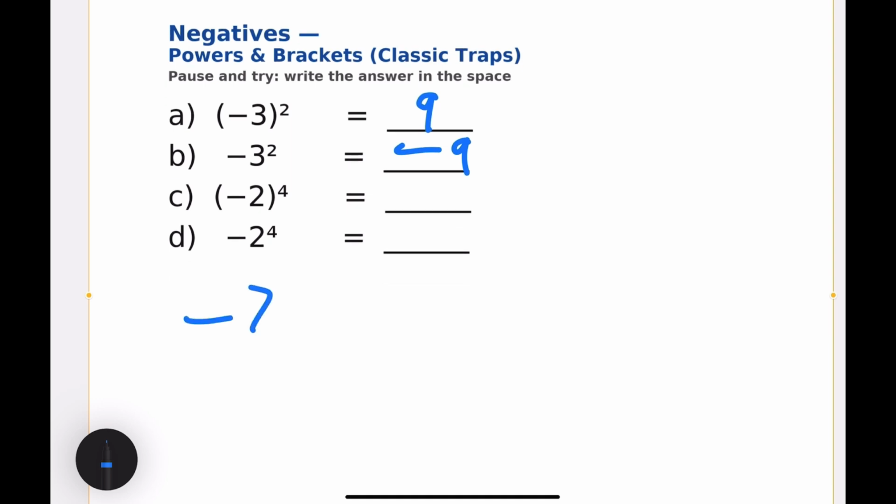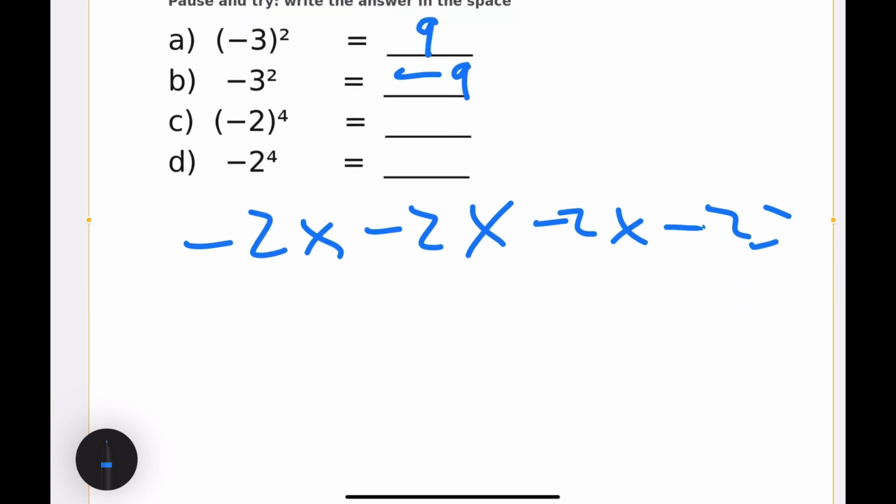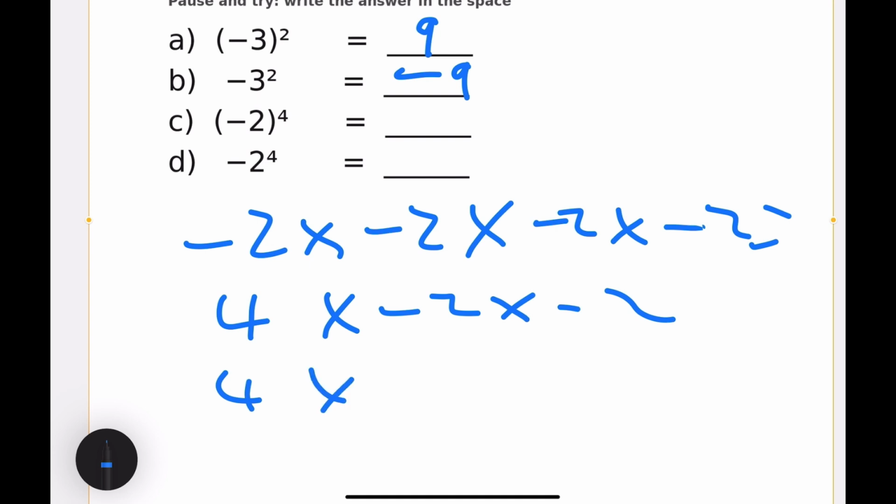So that is the same as minus 2 multiplied by minus 2, multiplied by minus 2, multiplied by minus 2. So first of all, minus 2 multiplied by minus 2, that is 4. So then we still have multiplied by minus 2 and multiplied by minus 2. So we can do the other side as well. So minus 2 multiplied by minus 2, that is also 4. So therefore it is the same as 16. So minus 2 to the power of 4 would be 16.